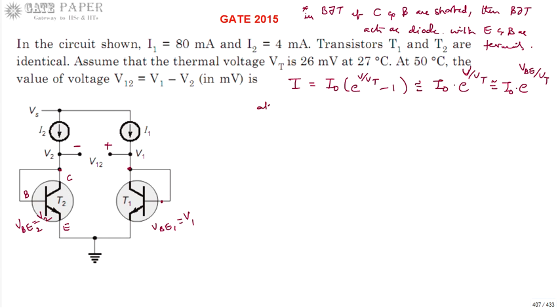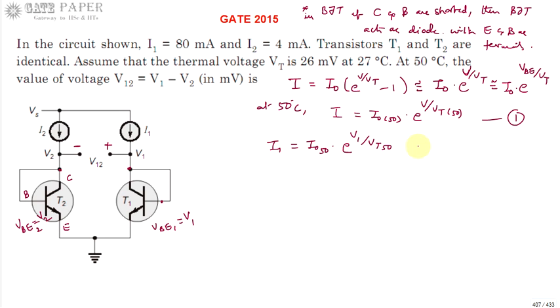At 50 degrees centigrade, how does this equation change? Current I is equal to I0 at 50 into e power V by Vt at 50. This is equation 1. Using this equation, I write the current flowing through transistors T1 and T2 and take the ratio. For T1, I1 is I0 of 50 into e power VBE, which is V1, divided by Vt at 50.